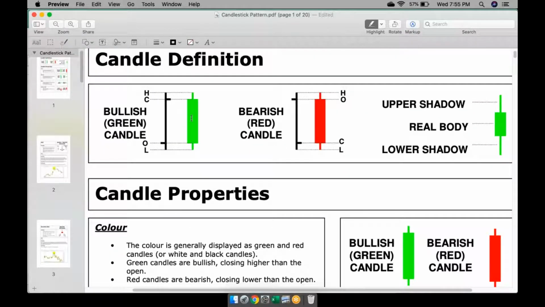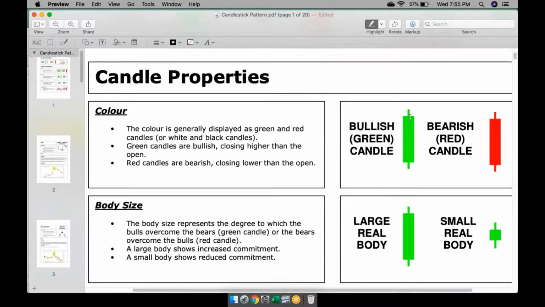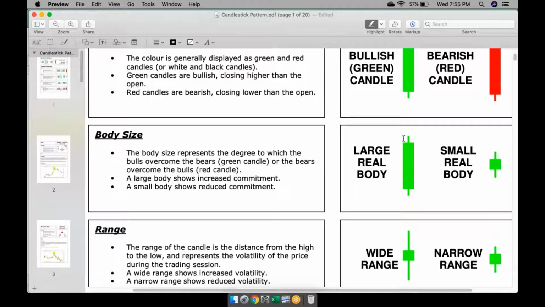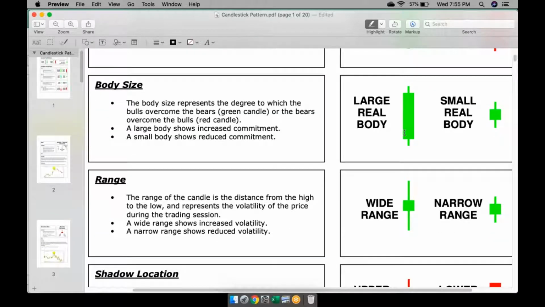Candle definition: green is a buying candle and red is a selling candle. Real body, upper shadow, lower shadow. Candlestick properties: green candle means uptrend, red candle means downtrend. Body size: when we see a big real body, that means it's in a bullish mode, full strength buying is happening, and it's in a trending phase. When we see a small real body, then it is a sideways or consolidation market. When we see a small green candle, it's buying, and a small red candle, it's selling, but still it's in a consolidation phase.